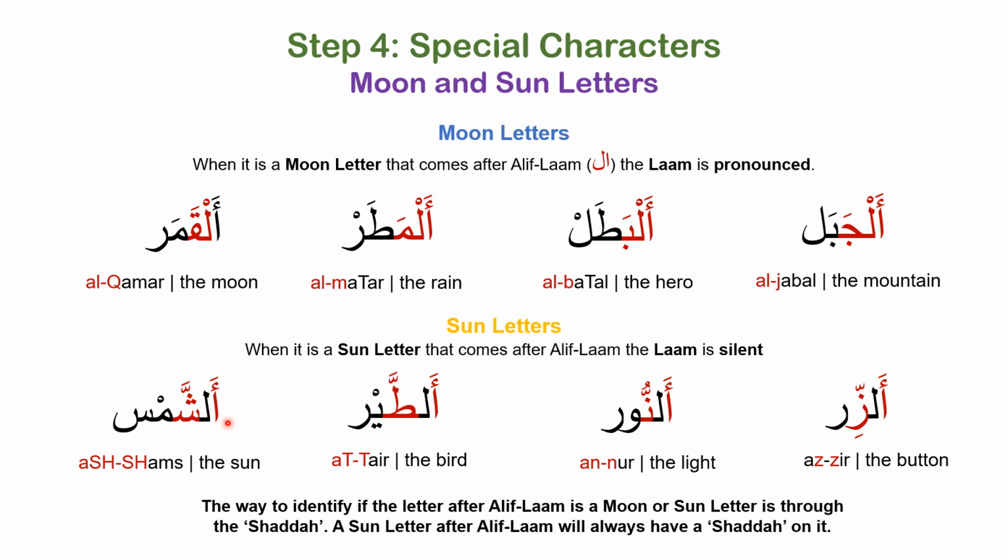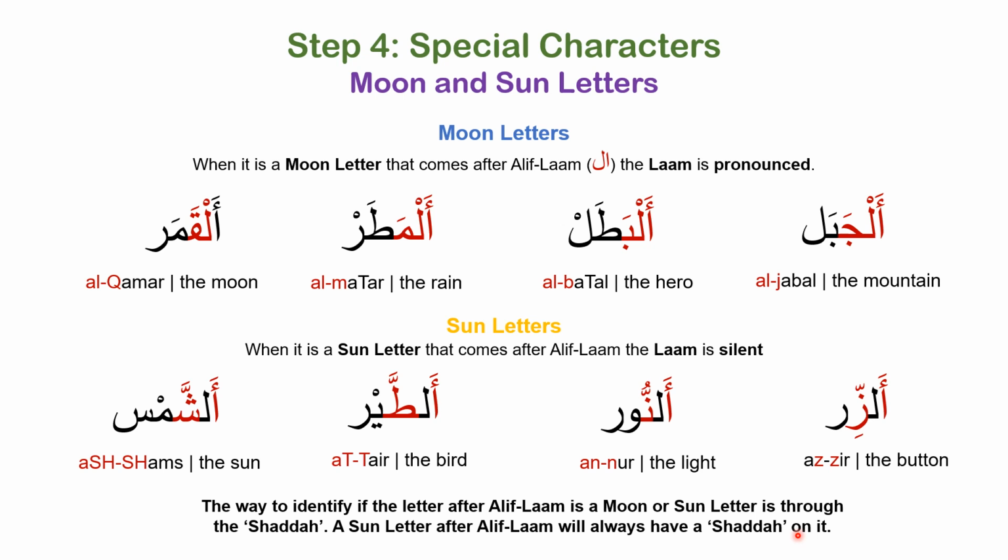But the easiest way to identify if the letter after alif lam is a moon or sun letter is through the shadda. If you remember the special character shadda, where it's like having a double letter, we pronounce that letter twice. A sun letter after alif lam will always have a shadda on it. So you don't really have to learn these 14 moon letters and 14 sun letters off by heart and know which one falls into which category.